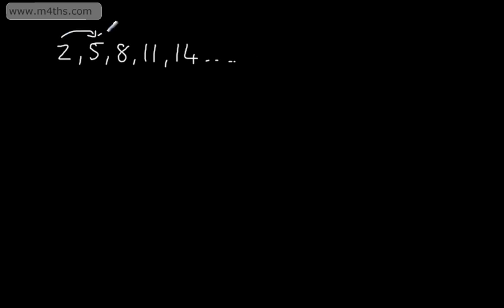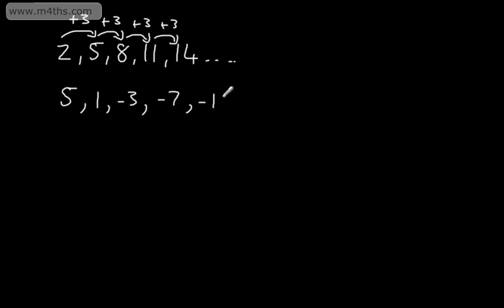We can see now that it's increasing by 3 each time. So we're just adding 3 each time. If we had, for example, now 5 and then we had 1, -3, -7 and -11, this is going to be arithmetic as we're going down by 4, down by 4, down by 4 and down by 4.